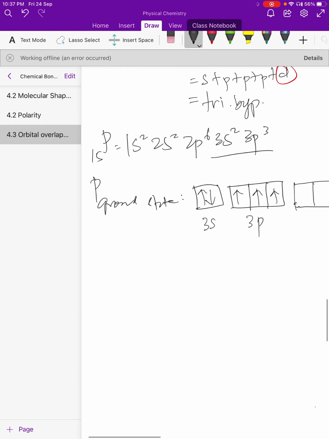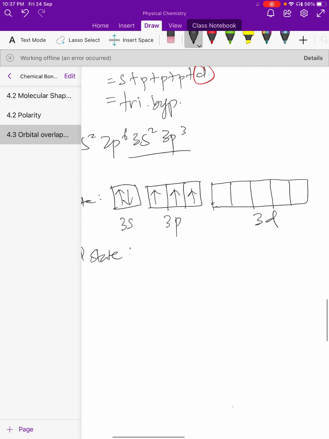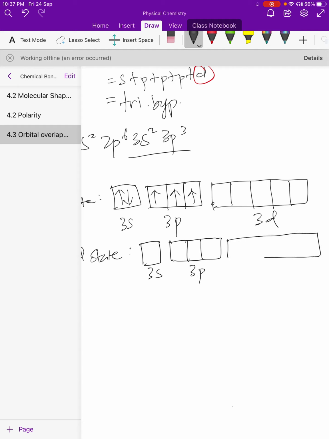And then we are going to have P in the excited state. One electron from 3s will be excited to 3d. Meanwhile, the 3p, no changes, remains the same. Okay, this is 3d. So, one electron here, and 3 electrons at 3p, one electron in each orbital. So, from 3s, one electron will be excited to 3d.